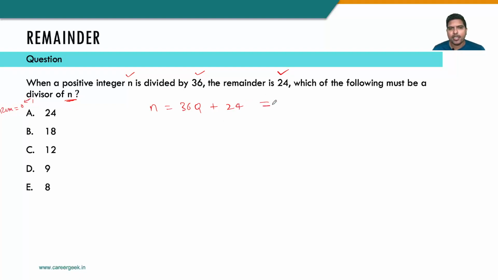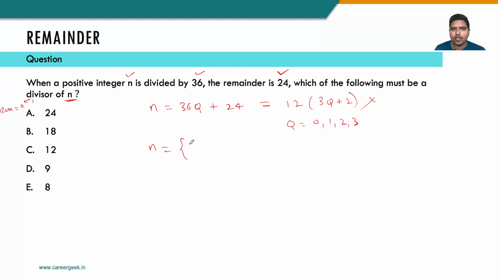So what can I take common in this? I can take 12 common. So what I'm left with is 3q plus 2. So n is basically a multiple of 12 into 3q plus 2. If you're not comfortable, you can try taking some values of q.